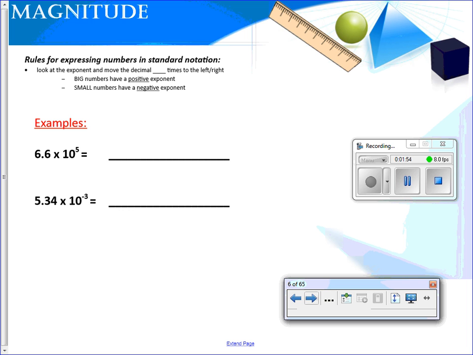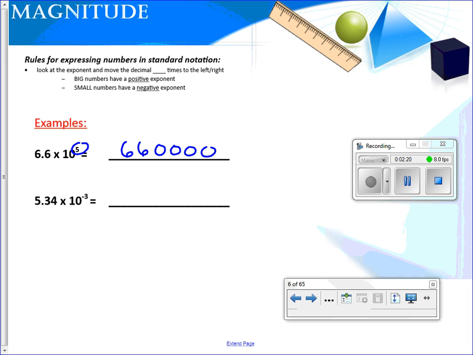Sometimes you're given the number in scientific notation, and then you have to write it in ordinary or standard notation. The exponent will tell you how many places to move the decimal, and the sign on the exponent will tell you which direction. Since that's 5, it means we're going to be moving the decimal 5 places. It's positive, so we're going to move it 5 places to the right. So that's going to be 1, 2, 3, 4, 5.